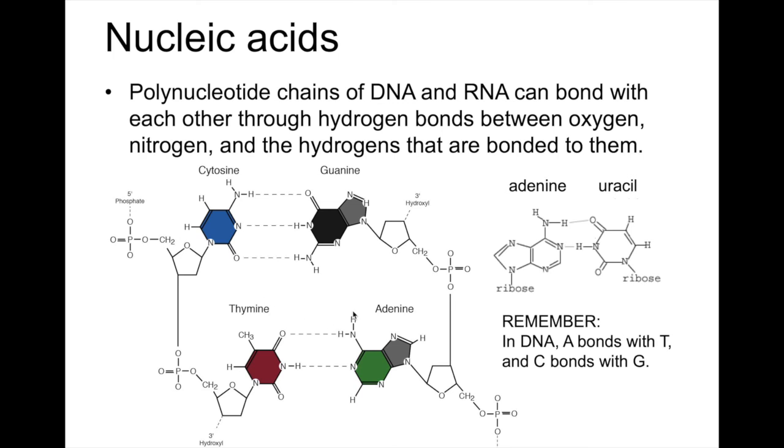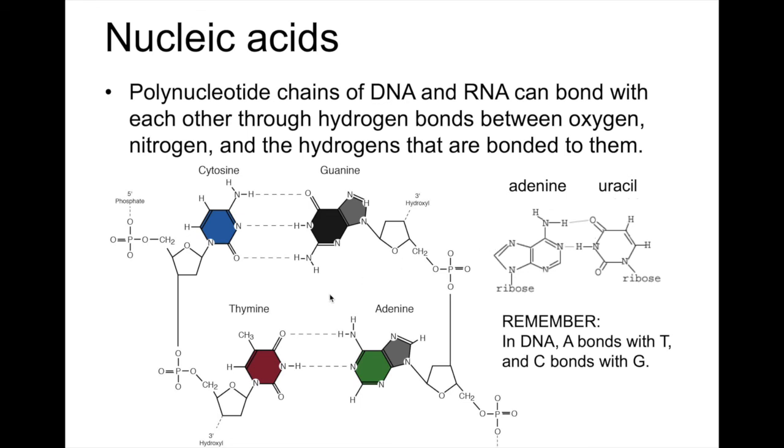Adenine and thymine, A and T, have 2 hydrogen bonds between them. Cytosine and guanine have 3. This means that guanine and cytosine will bond together. Adenine and thymine will also bond together. Adenine will not bond with cytosine. Thymine will not bond with guanine. Anytime cytosine is on one molecule, it'll be bonded to a guanine on the other molecule. This is for DNA. A bonds with T, C bonds with G.